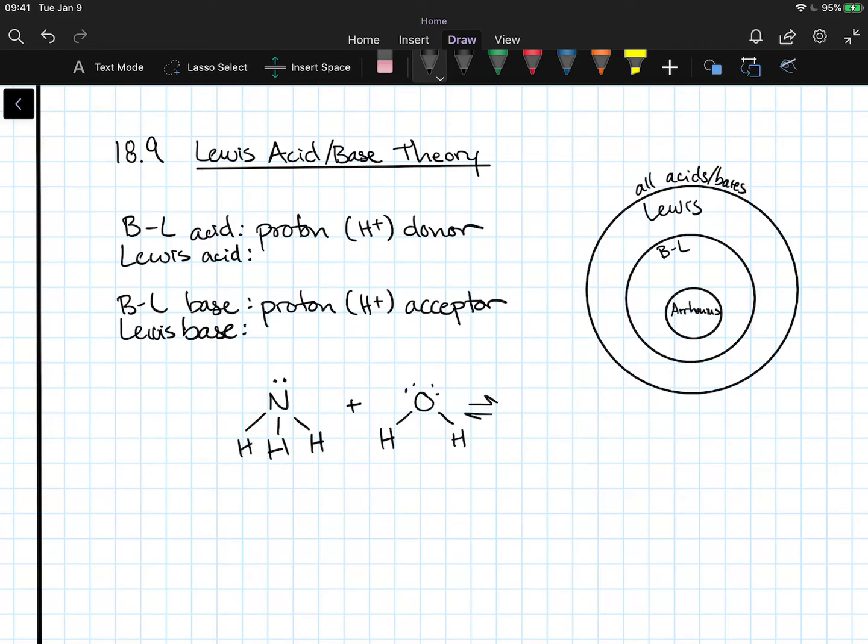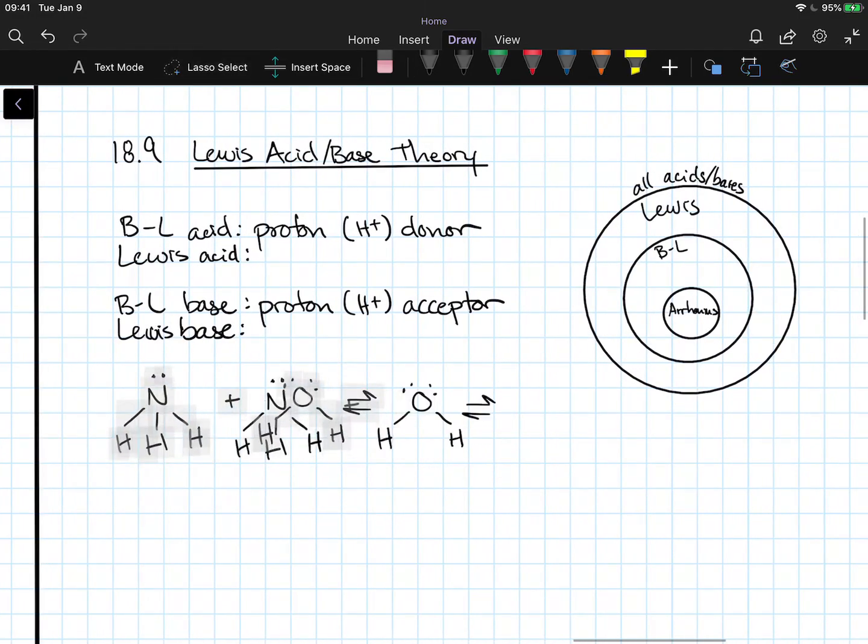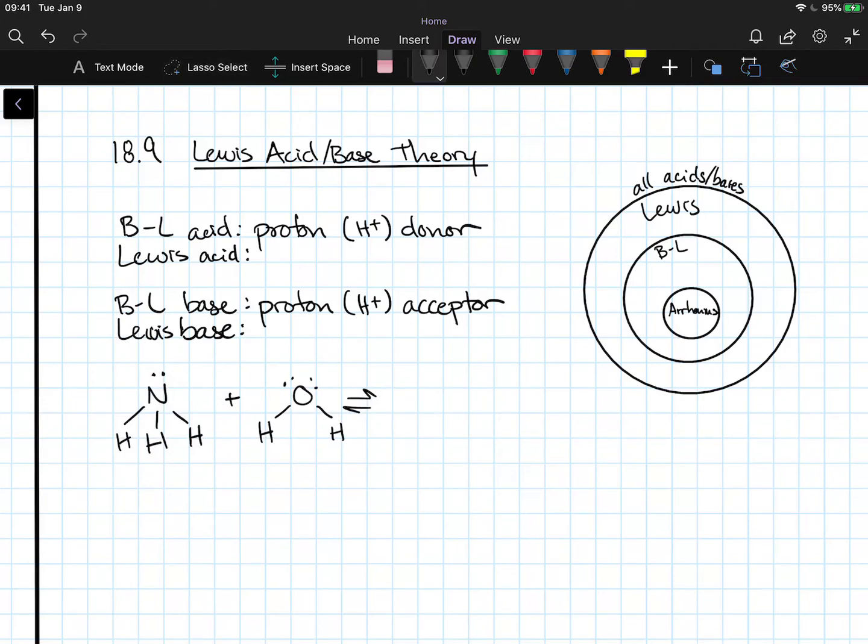This is an equilibrium, and of course I didn't give myself enough room. Let's move this over here. Better than erasing a whole chalkboard. We end up with the Bronsted-Lowry base in this case. So this is a Bronsted-Lowry base. It's our weak base. And this would be a Bronsted-Lowry acid. So the base is going to be accepting a proton.